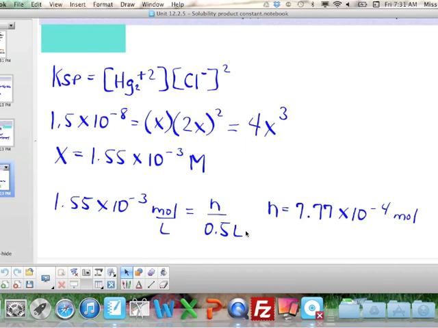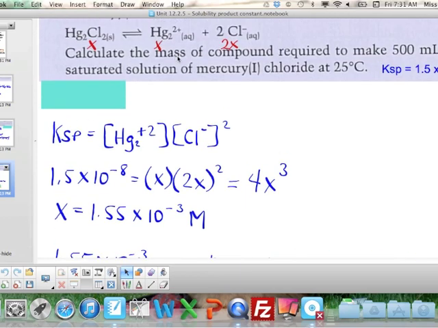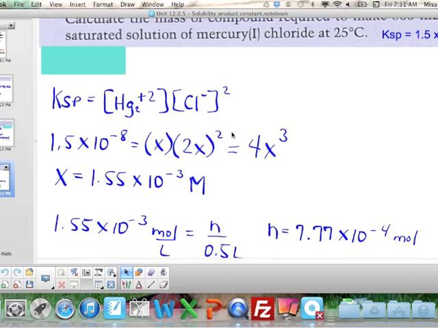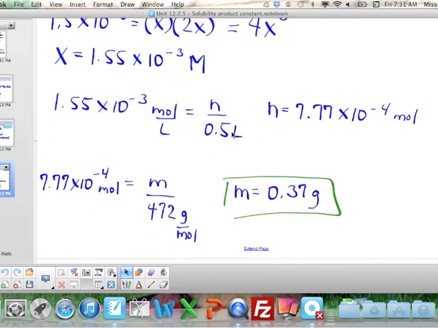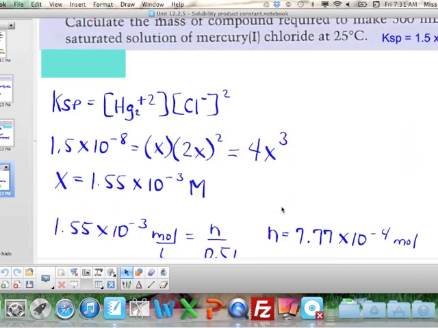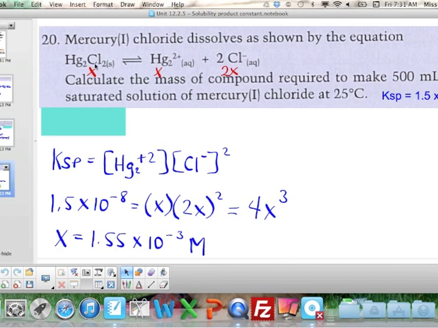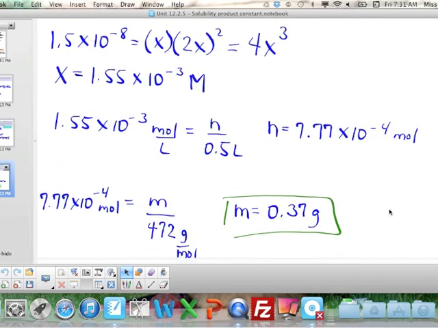Now they're asking me for the mass, not the number of moles. So I'm going to take this number of moles and I will convert it into a mass using the molar mass. And I get 0.37 grams of Hg2Cl2. That's the mass that was dissolved in order to form 500 ml of the solution at the concentration that we found over here. So again, the answer, 0.37 grams.